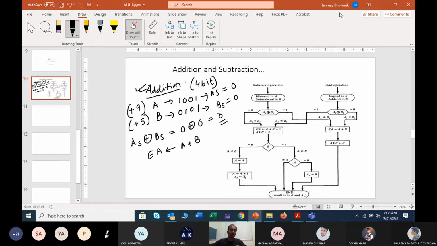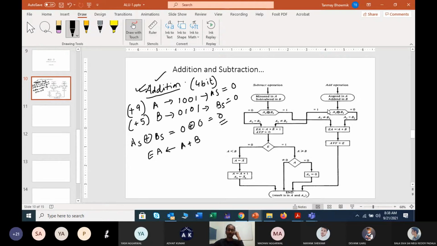So till now we started with the addition operation. Two numbers were given, positive 9 and positive 5. It was mentioned that you are going to perform a 4-bit addition, so you have written the 4-bit magnitude of A and the 4-bit magnitude of B. As they are all positive numbers, what should be stored in the sign? A's and B's sign bits are both 0.